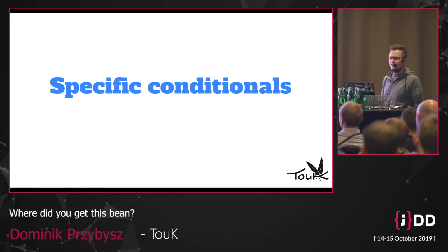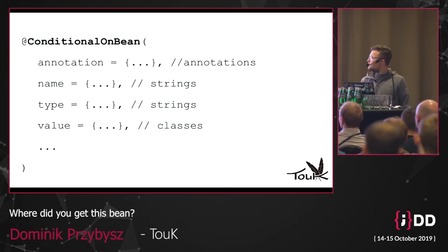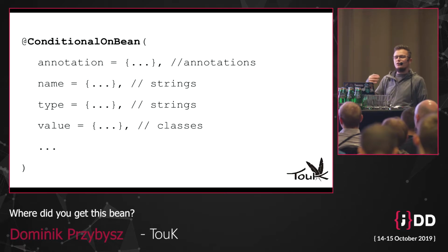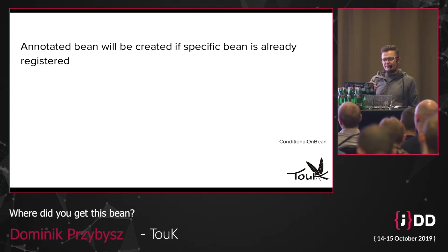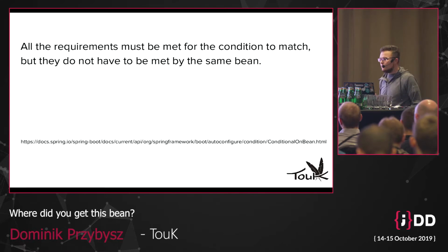And what are the specific conditionals that we could use? First one, we have conditional on bean, and we could define what should be the annotation on the bean, what should be the name of this bean, or the type of the bean, and if such a bean is already defined in the context, then the bean will also be created. And what is very interesting, all the requirements should be met for this condition to match, but not by the same bean. It could be the same bean, but it's not necessary.